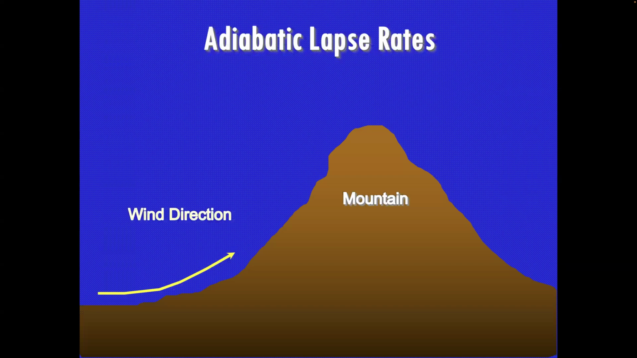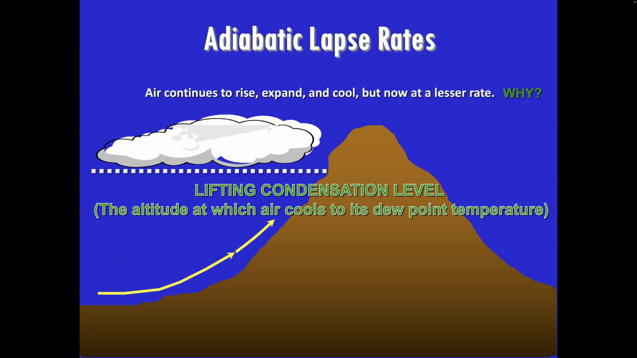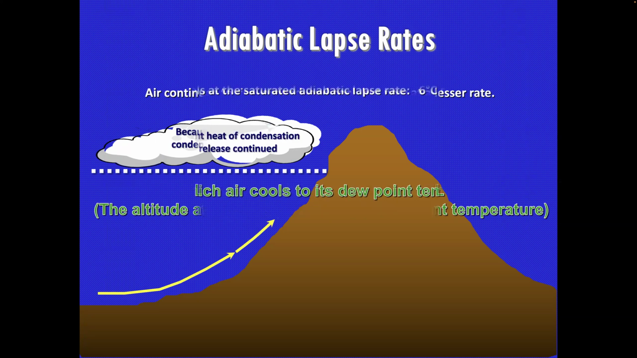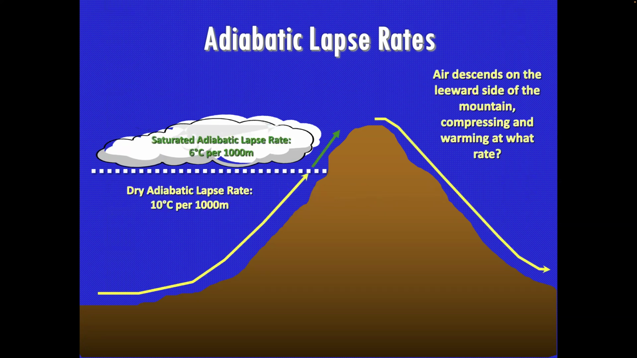And then here's, again, I'll go through this pretty quickly here. This is my less fancy graphic. Wind direction, lifting condensation level happens, clouds form, it may rain, it may snow, depending on the time of year rather. Air continues to expand and cool at a lesser rate, but the reason why is latent heat being released. And now it cools at a lesser rate, and eventually it goes down the hill and it descends and it compresses and it warms.